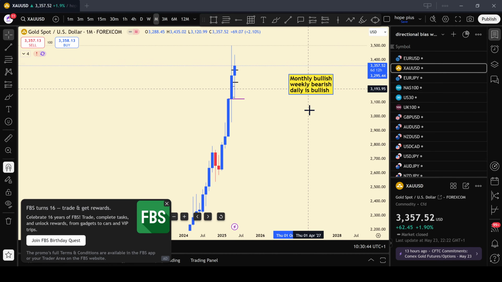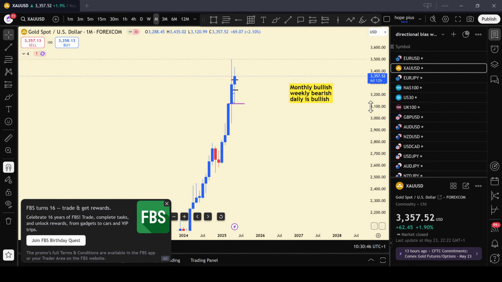So this is what you do every week. You open up your chart, you look at the monthly direction, you look at the weekly direction, and you look at the daily direction. The reason for doing that is to help you gauge your sentiment for the week or for the day, to know the direction you have to place your trade.